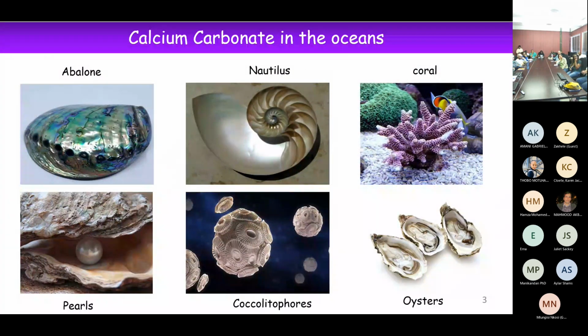But here in South Africa, you have many places where you can see calcium carbonate from shells. And typically, the abalone is a shell that you can find here in South Africa. The nautilus, coral reefs, they are made of calcium carbonate. Pearls, for the ladies, if you like nice pearl necklaces, well, this is just calcium carbonate. And one of my favorites is the coccolithophore. They're very small, a few microns, algae making calcium carbonate shells. And oysters, if you like oysters, well, the shell is made of calcium carbonate.